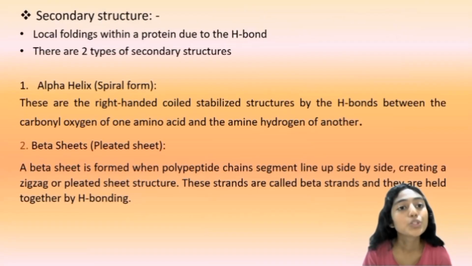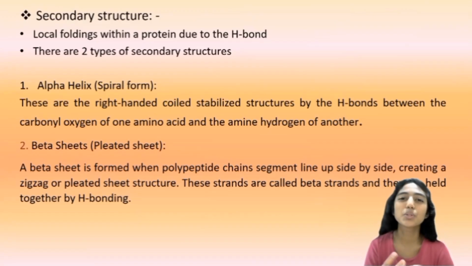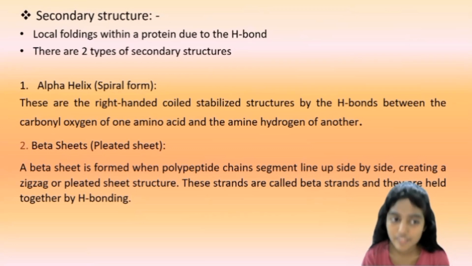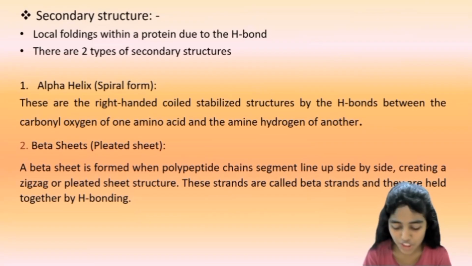So secondary structure. What is the secondary structure? First of all, the secondary structure is divided into 2 types, which result from the hydrogen bonding. It is the alpha helix and the beta sheets. Alpha helix is a right-handed coil stabilized structure, whereas the beta sheet is formed due to the polypeptide chain segments creating a zigzag or pleated sheet structure.